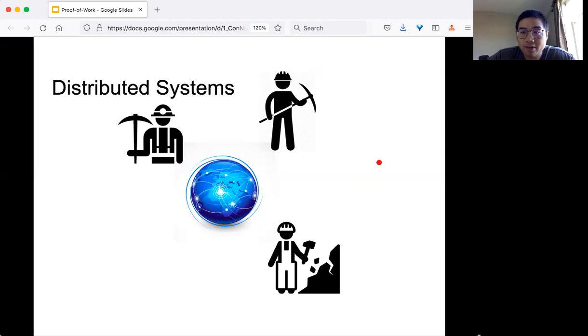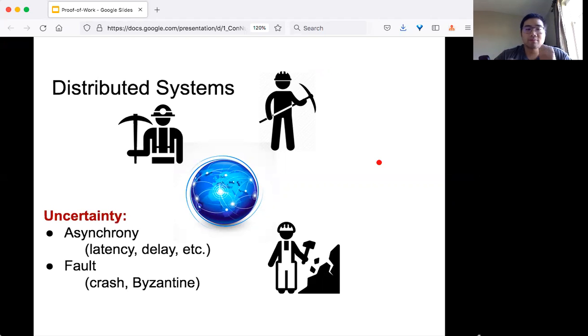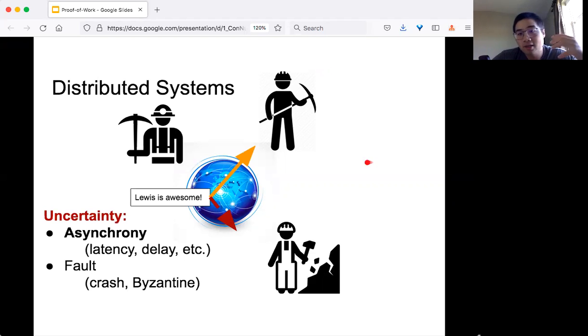Suppose we have 3 miners or 3 nodes. Each of them tries to work out some block or some set of transactions. And because of asynchrony or because of failure, they will have different views when they want to exchange messages or transactions. So for example, some people may say Lewis is awesome. So this miner receives a message saying this is good, but then this miner doesn't receive anything, so he or she doesn't know that Lewis is awesome.